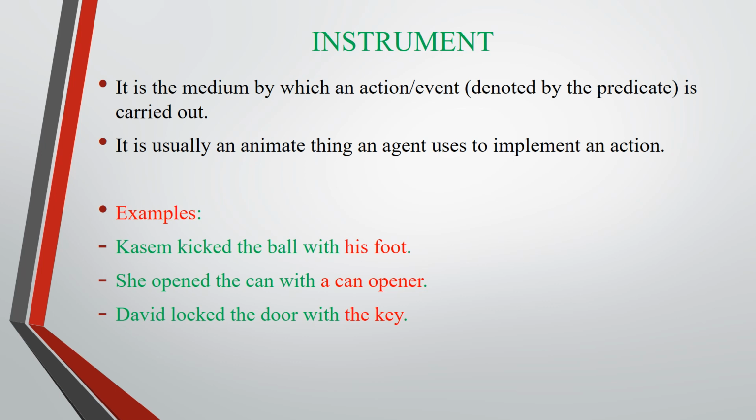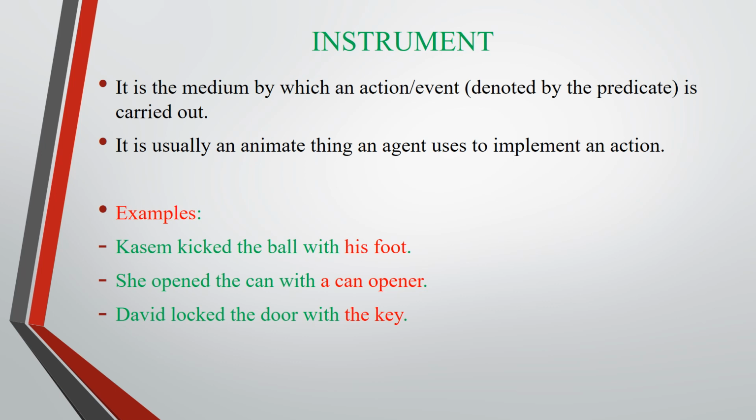Instrument is a semantic role which expresses the medium by which an action denoted by the predicate is carried out. Instrument is usually an inanimate thing an agent uses to implement an action. Now, the agent usually uses something to carry out the action. For example, Qasim kicked the ball with his foot. His foot here is one of the arguments in this sentence which plays the role of an instrument. Qasim used his foot to kick the ball.